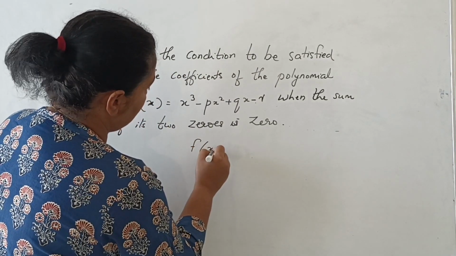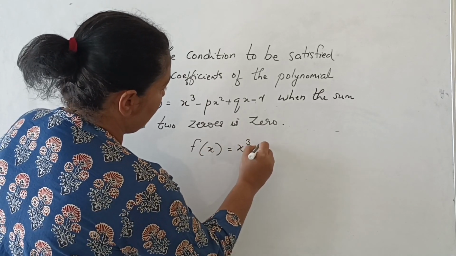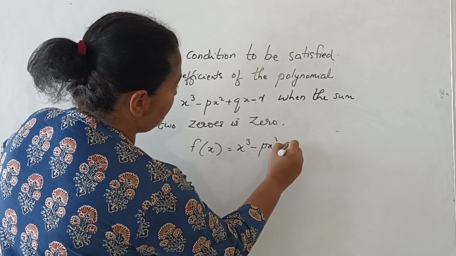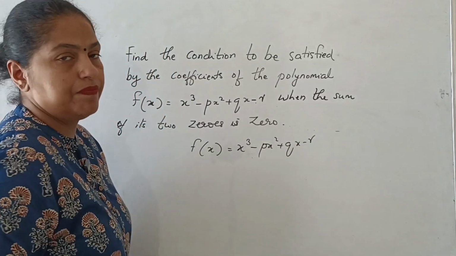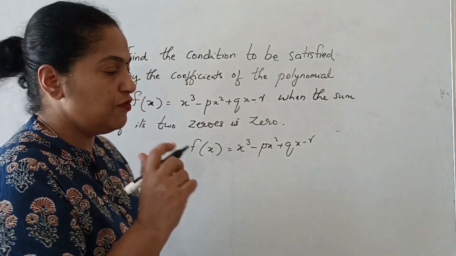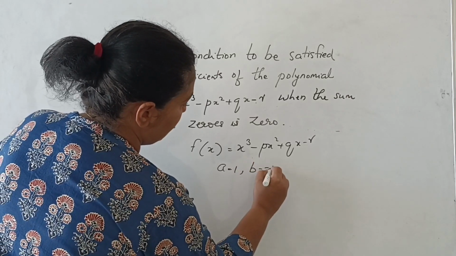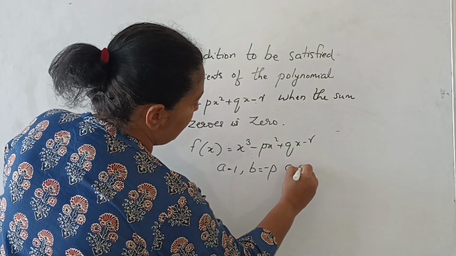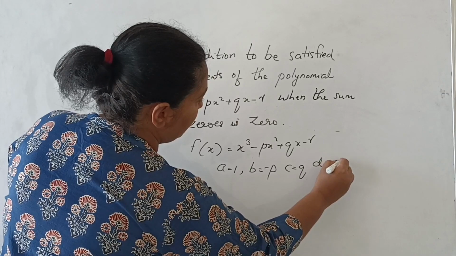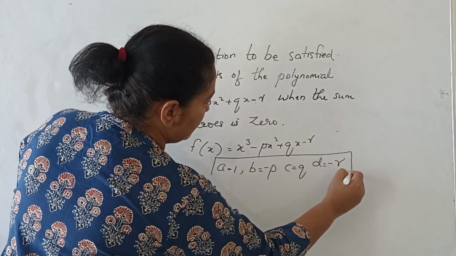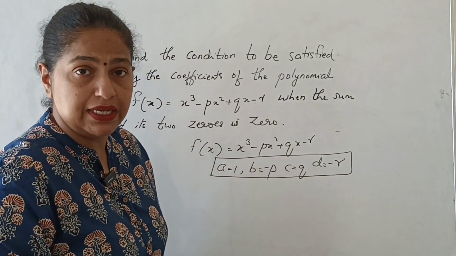The polynomial that is given to us is x³ − px² + qx − r. If we compare this with the general form, we will get a = 1, b = −p, c = q and d = −r. I hope you are very clear on this part.